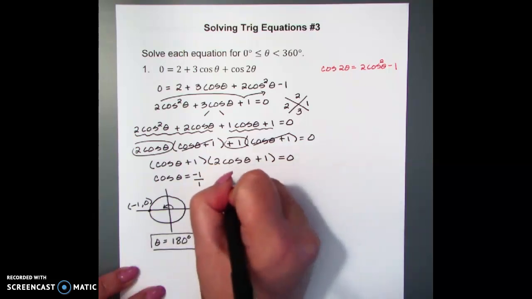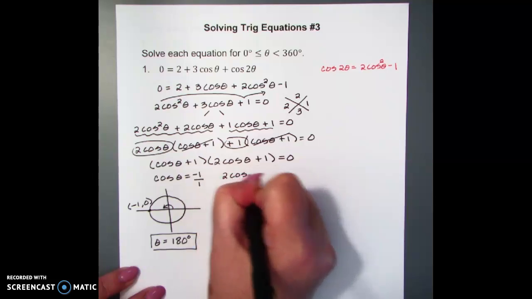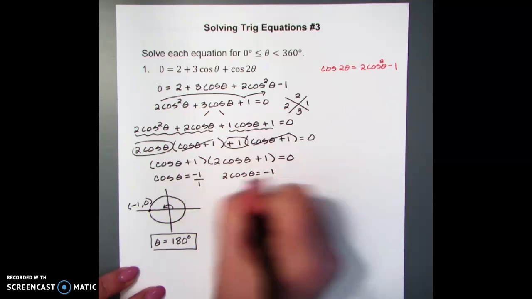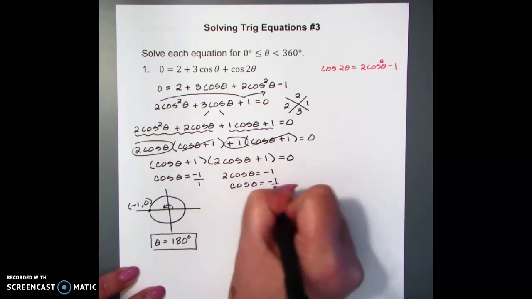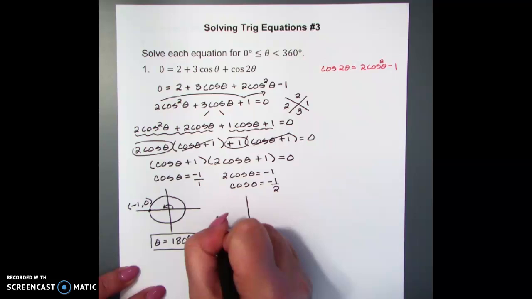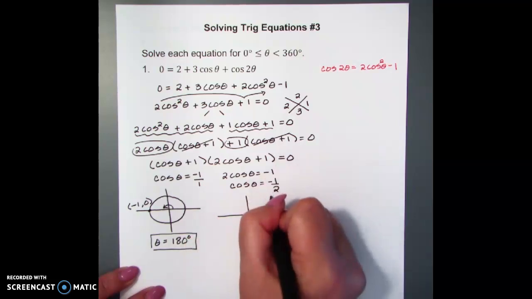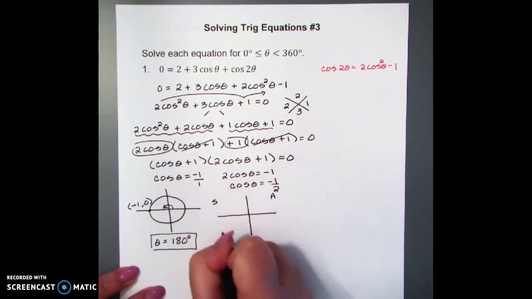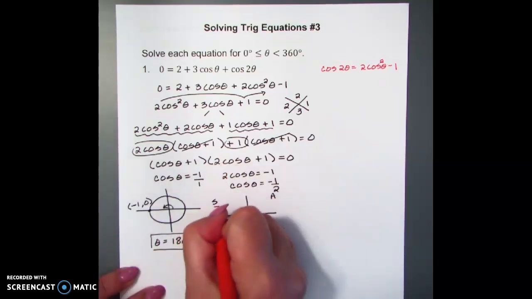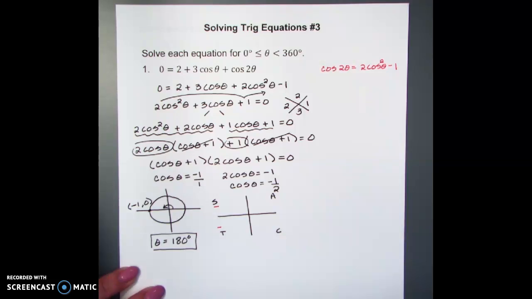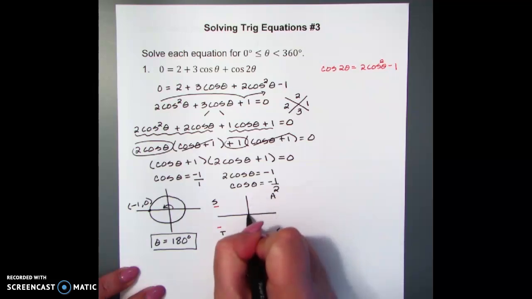And then coming over here, we have 2 cosine theta is going to be equal to negative 1, which makes cosine of theta equal to negative 1/2. So in one revolution, we need to figure out where cosine is negative. If all students take calculus, we know that cosine is going to be negative in quadrant 2 and quadrant 3 because cosine is represented by x. Anything to the left of the y-axis is going to have a negative cosine value.